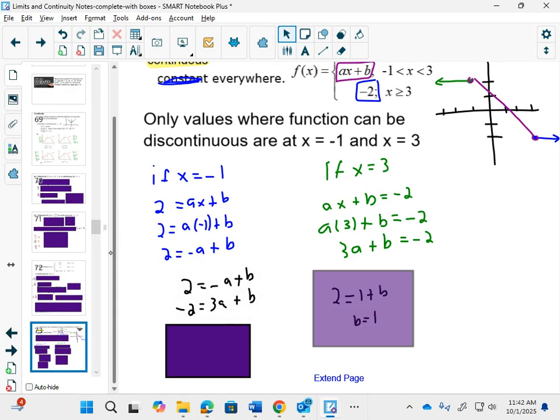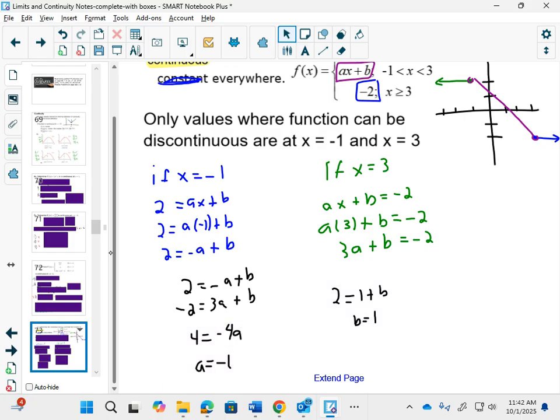There's my two equations. If I subtract them, my b's would go away, right? I'm using elimination. 2 minus -2 is 4. -a minus 3a would be -4a, and b minus b would eliminate. Or you could use substitution. You could get one of the letters by itself and substitute it into the other one. Either way, you're going to find a is -1 and b is 1. Okay?